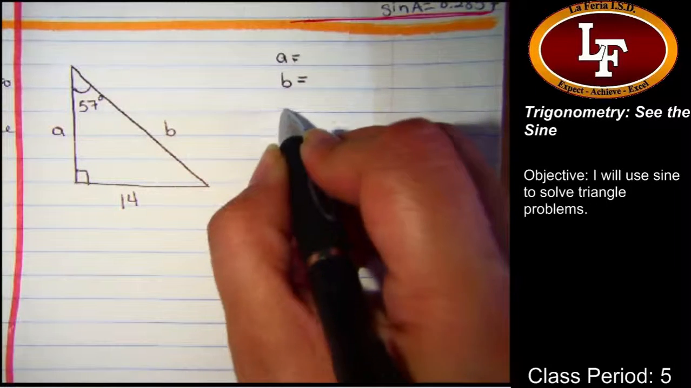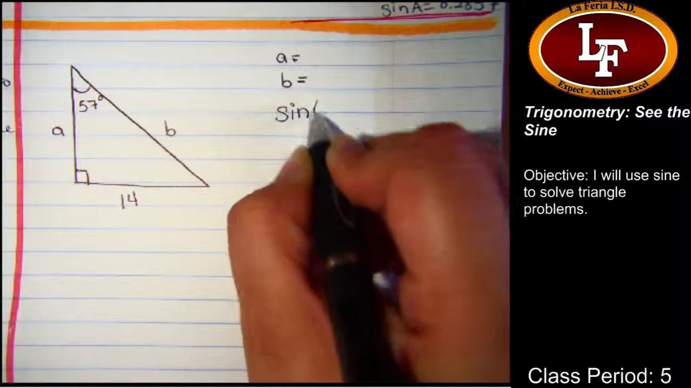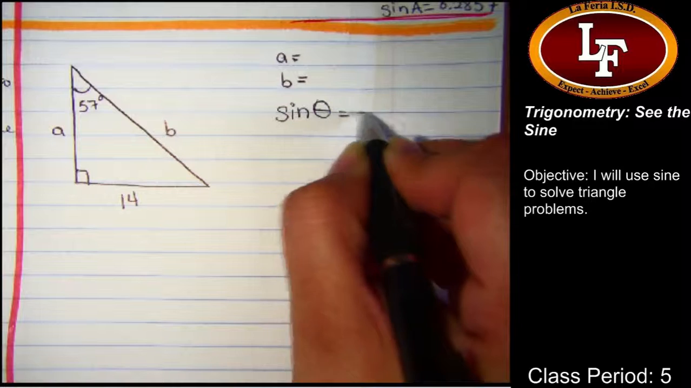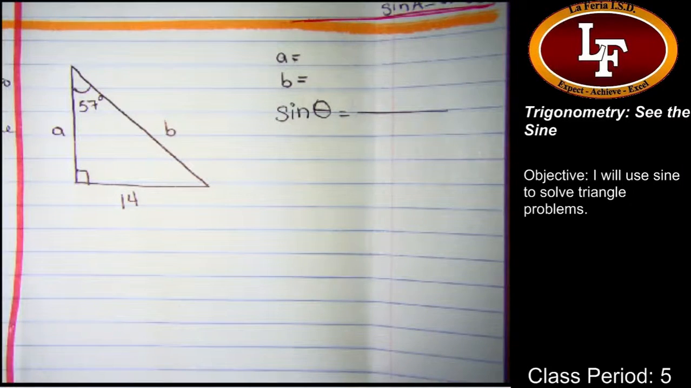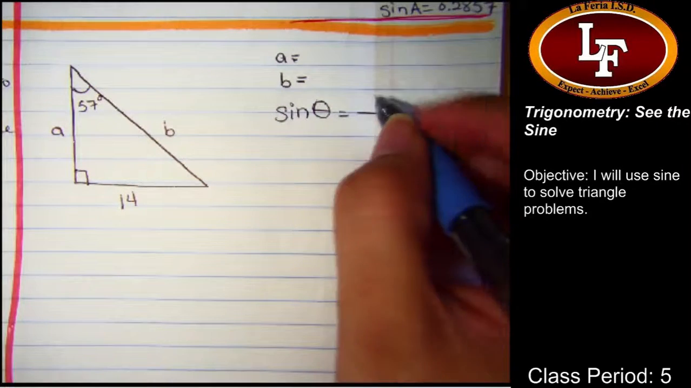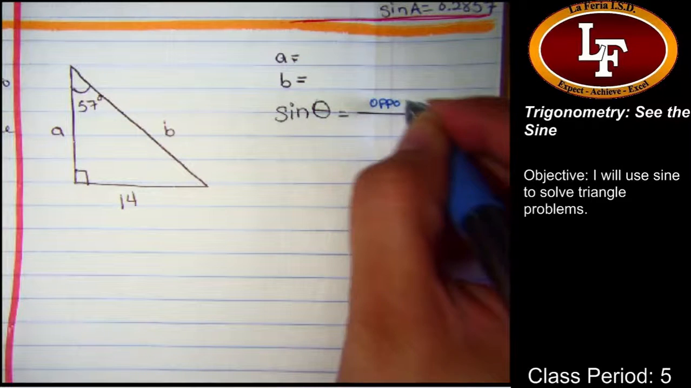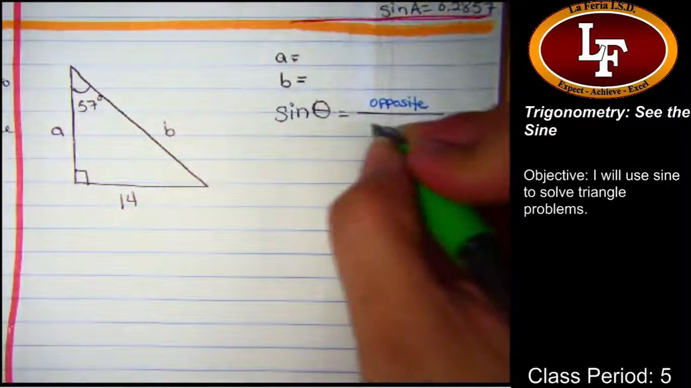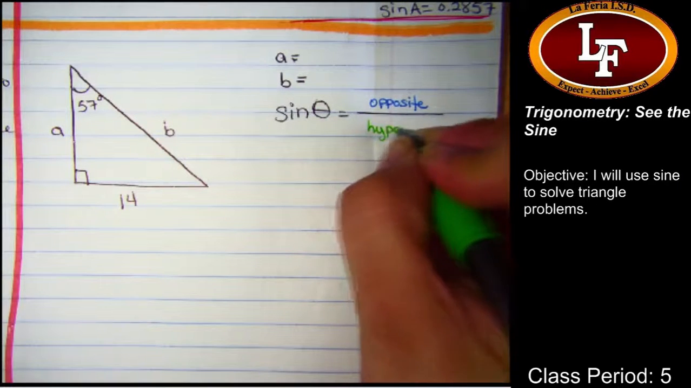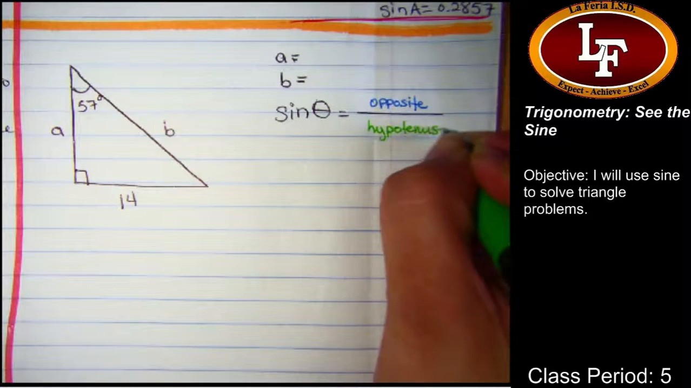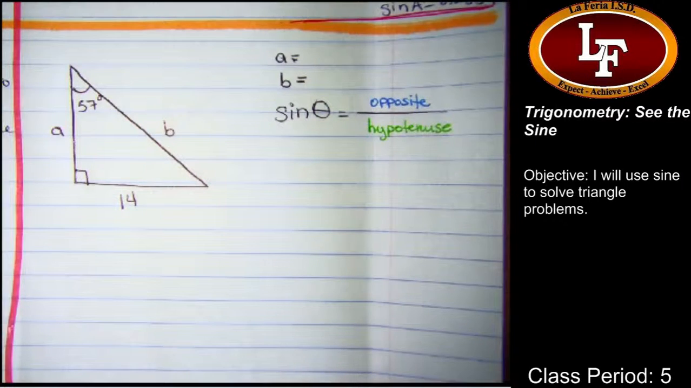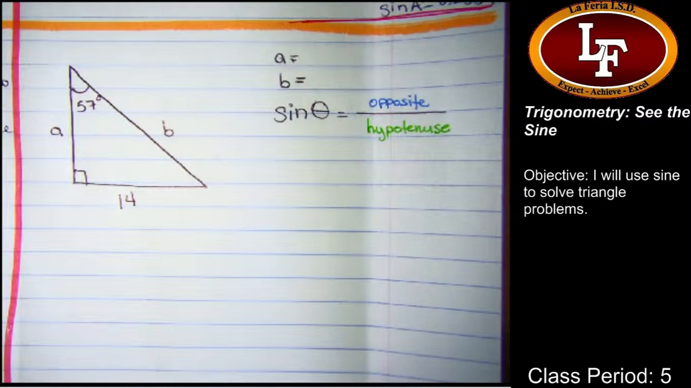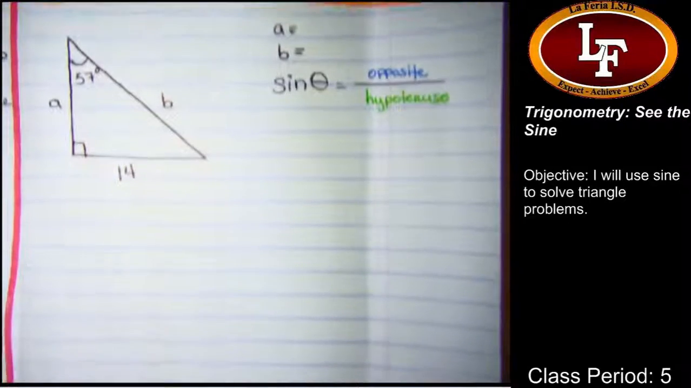Let's remind ourselves of how we find the sine of some angle. The sine of some angle is found by the opposite and what was the other one? Hypotenuse. Yes, indeed. If you don't have these memorized yet, that's okay. Go to your notes from Friday.